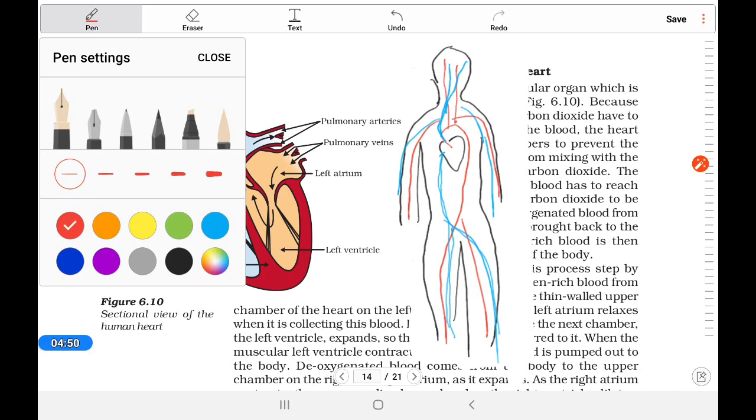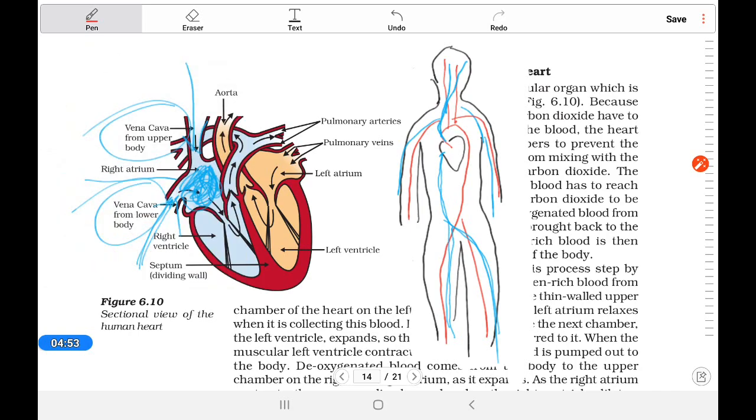At the same time, oxygenated blood from the lungs will enter. You know that the lungs are nearby. It enters through the pulmonary vein. It comes from the other side also, but the other side is difficult to show here. Show it as entering the left atrium.